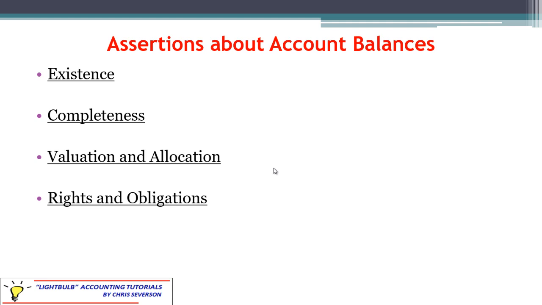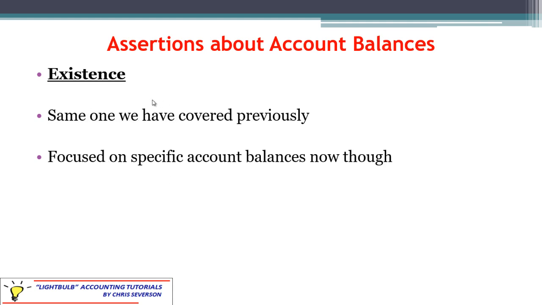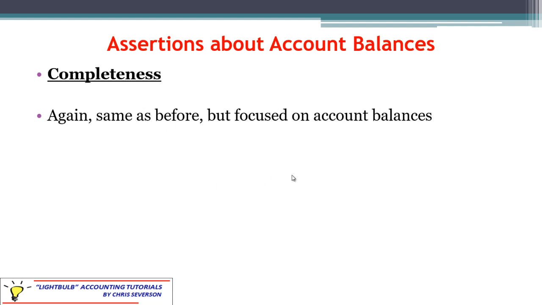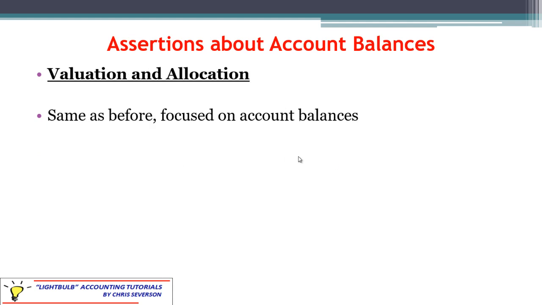Now we move on to assertions about an account balance. So a lot of these are the same. We have existence, completeness, valuation and allocation, and rights and obligations. Existence is the same one, but now we're focusing on a specific account balance. Completeness, same basic thing there. Valuation and allocation, and rights and obligations.